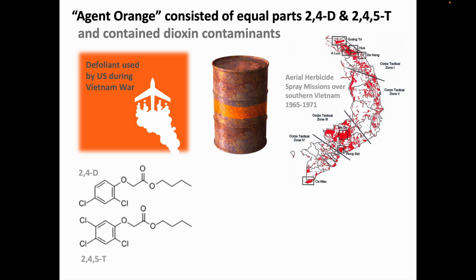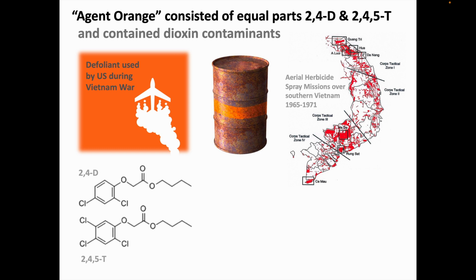You may have heard of Agent Orange, which was one of several defoliant agents identified by color code names that were used by the US during the war in Vietnam. Agent Orange was a mixture of 2,4-D and 2,4,5-T, 2,4,5-trichlorophenoxy acetic acid. The map in the upper right shows those areas in red that were subject to aerial herbicide spray missions in southern Vietnam, and you can see that they were used pretty extensively.